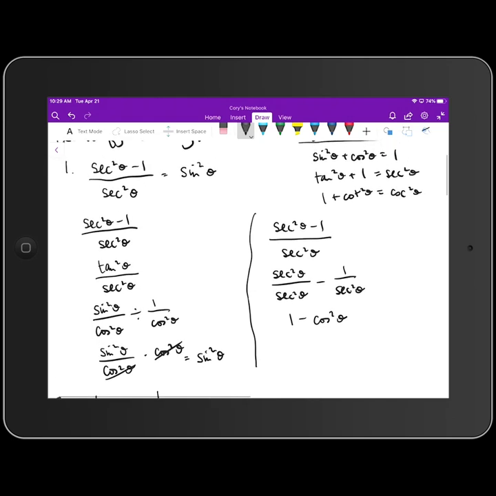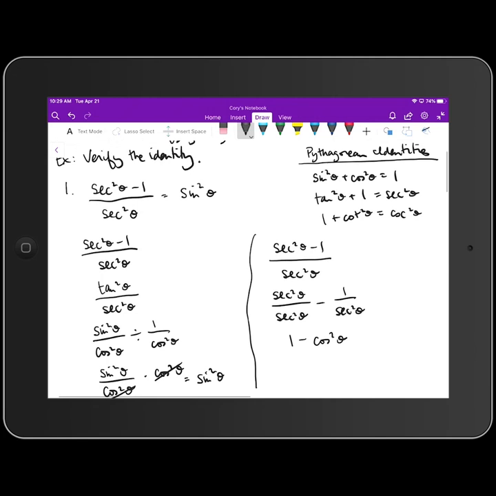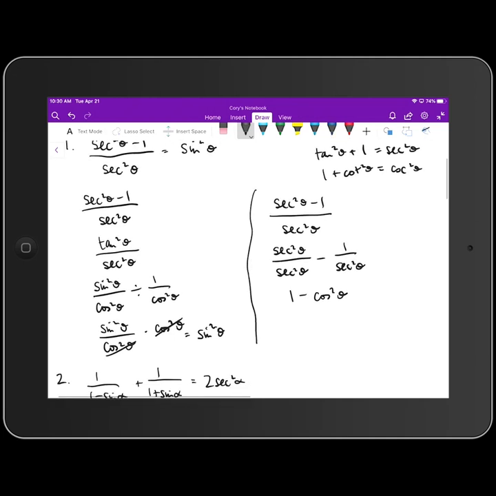And if we look at that top Pythagorean identity on the right, 1 minus cosine squared. So if I take that top one and subtract cosine squared on both sides, 1 minus cosine squared is equivalent to sine squared. So again, both of those approaches would work to verify this identity in particular.